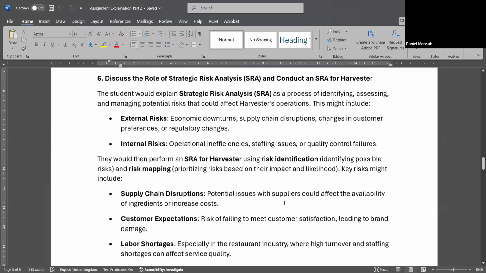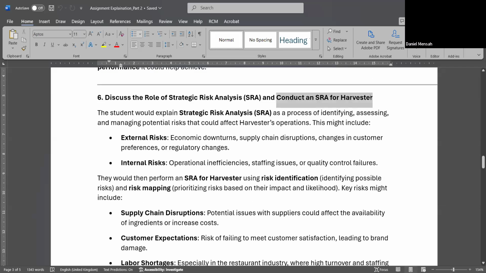Okay. So then the second part is you are going to conduct the actual SRA for your organization.